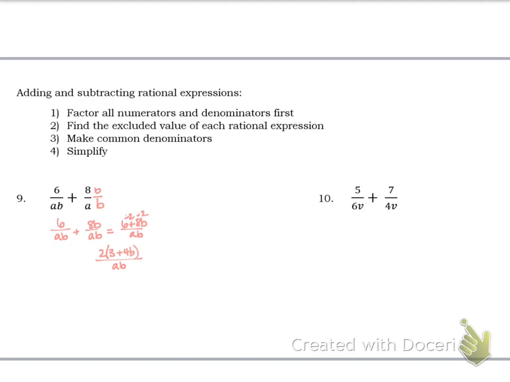My next one, they share the v in the bottom, and we can get them both to be 12. So if I multiply by 2 over 2 here, and by 3 over 3 here, I would get 10 over 12v plus 21 over 12v. 10 plus 21 would get me 31, and then I can't simplify 31 and 12.